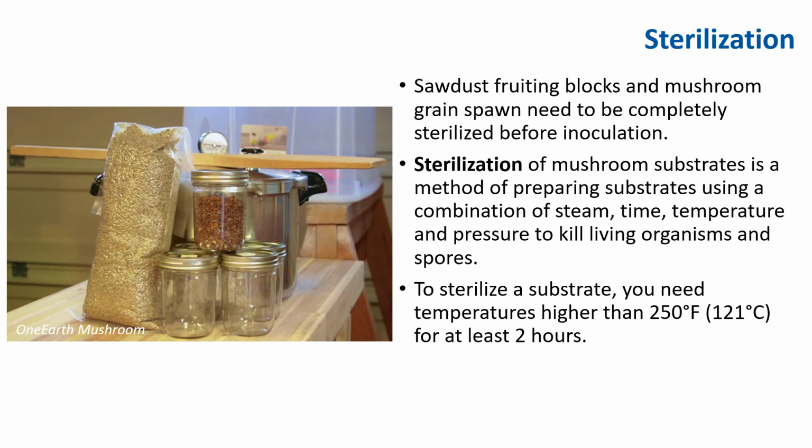Sterilization. Supplemented sawdust fruiting blocks and mushroom grain spawn need to be completely sterilized before inoculation. Sterilization of a mushroom substrate is a method of preparing substrate using a combination of steam, time, temperature, and pressure to kill living organisms. To sterilize substrate, you need a temperature higher than 250 Fahrenheit for at least 2 hours. The time will vary depending on the media you are trying to sterilize.